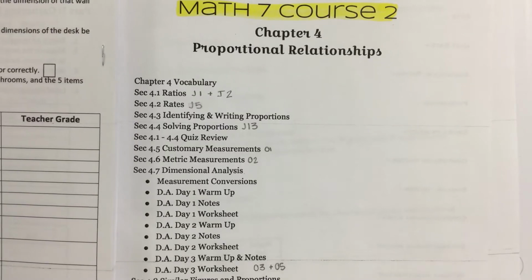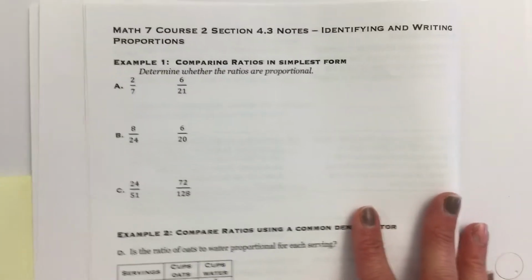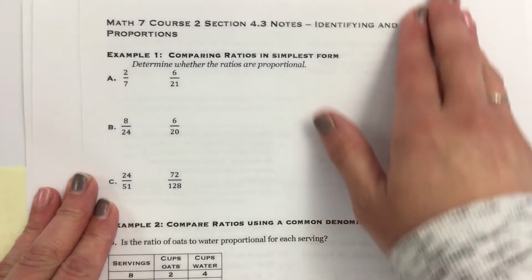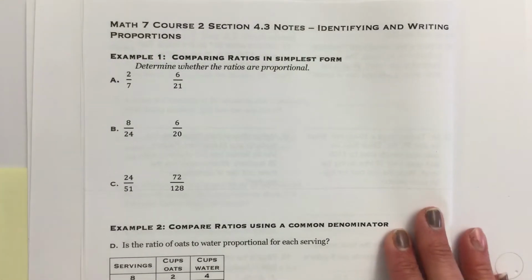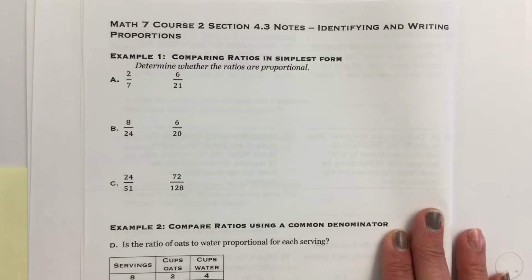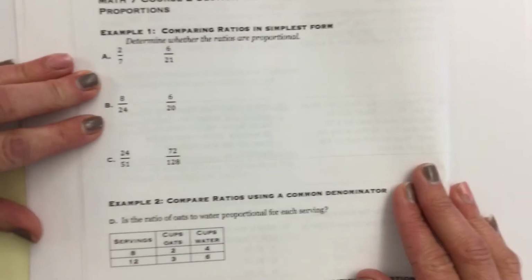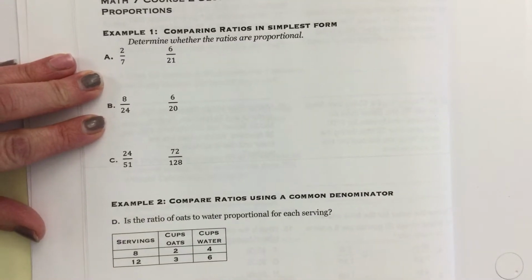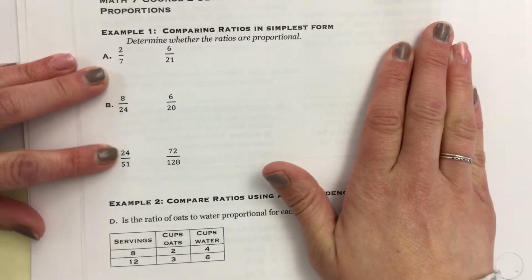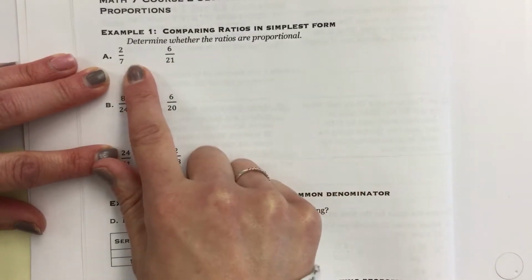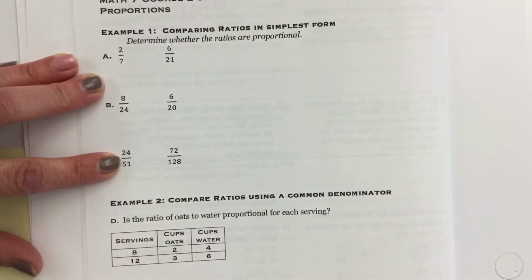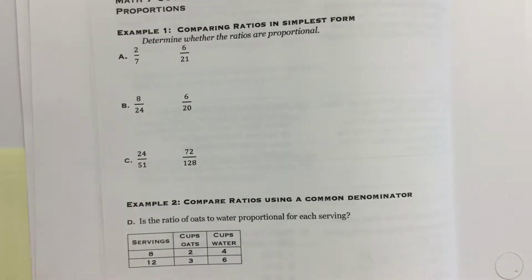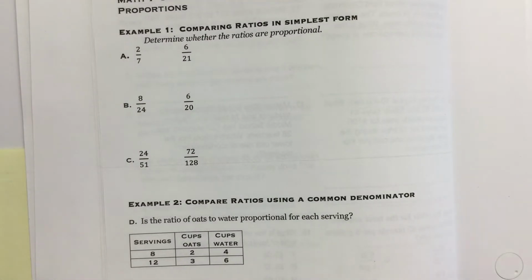Okay, Math 7. So we are moving on to section 4.3, identifying and writing proportions. So the first few examples here, your job is to be able to determine whether the ratios are proportional. So basically, in order for a ratio to be proportional, they are going to be the same. And so what you want to do is reduce the two ratios that are given, if you can, and see if they equal the same thing.